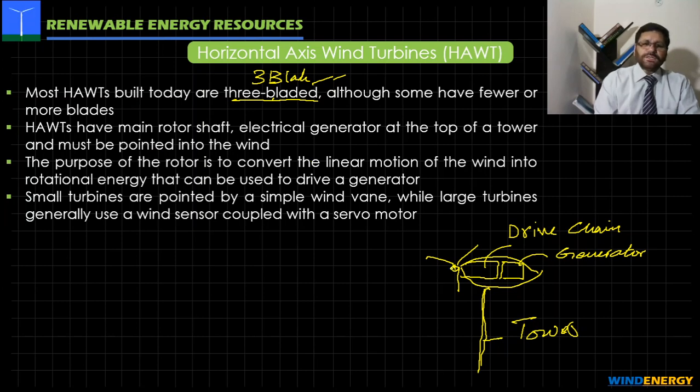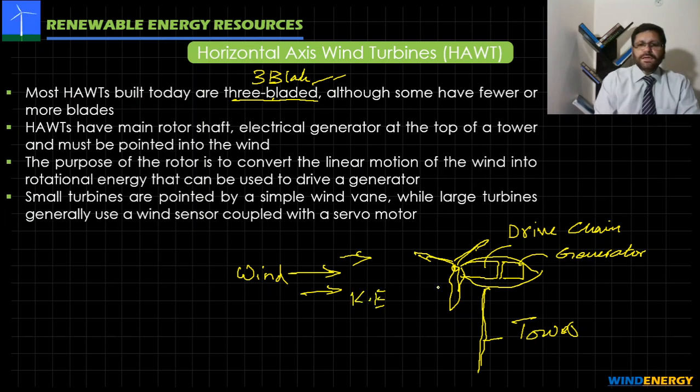So there is a limitation. The face of this turbine, you have to maintain in the direction from which the wind is coming. So this is the wind direction. So it has to be facing like this. The purpose of the rotor is to convert the linear motion of the wind energy into rotation. So the kinetic energy that is coming, this rotor is going to convert this linear energy into rotational energy and then drive the generator.